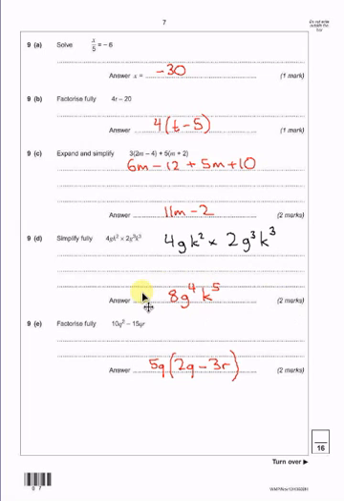Again, this is another factorised question, but it's worth 2 marks because you can take both a number and a letter out. In this case, I can take 5q out. If I take 5q, I'm left with 2q minus 3r inside.